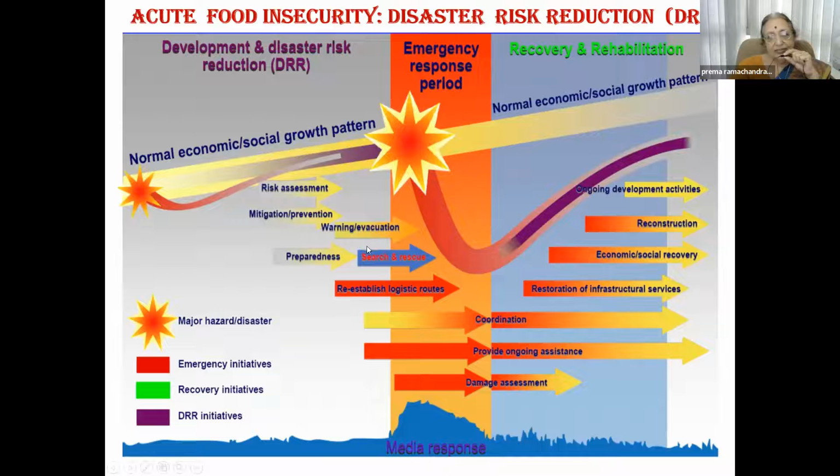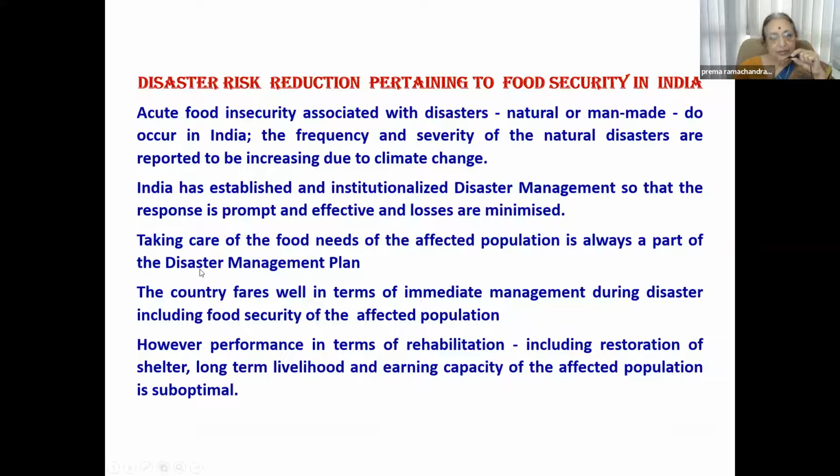We have to strengthen the search and rescue operation, re-establish logistic route, and provide all necessary survival and food security during acute disaster. This has to be followed up by re-establishment of developmental activities, reconstruction, economic, social recovery, restoration of infrastructural facilities, so that this acute disaster does not become a chronic food insecurity. Therefore, what about India's track record?